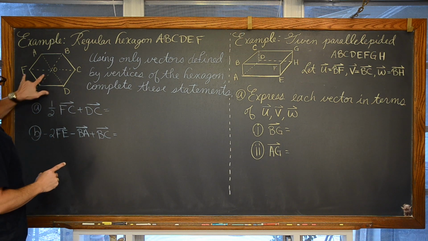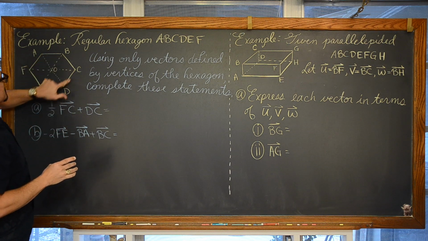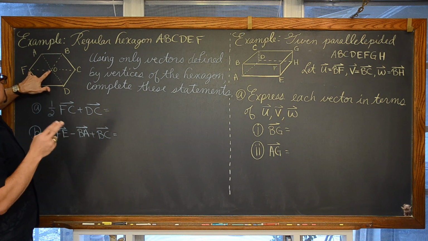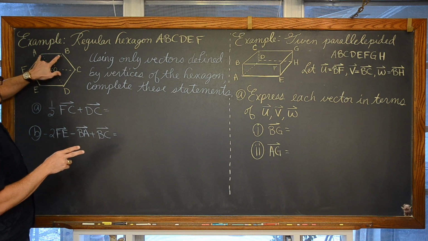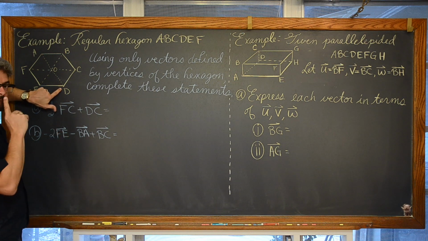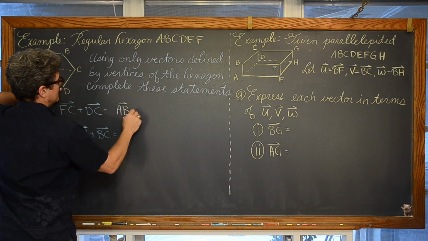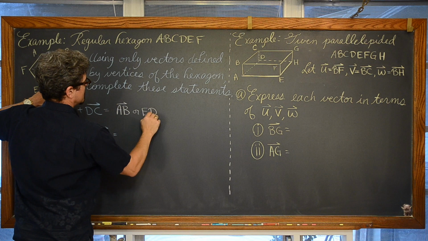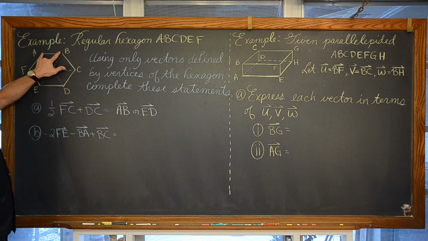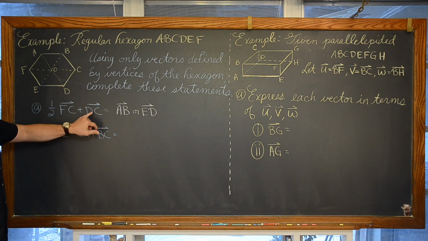So that means that I need to name a vector using the vertices of this hexagon that is the same length and in the same direction as vector FO. Well, that means I can say 1/2 of FC is either AB or ED. Okay, so we're looking at either vector AB or ED. But then what are we doing with that? Both of these vectors have the same length and same direction as FO, and use the vertices of the hexagon. But then we want to add DC.